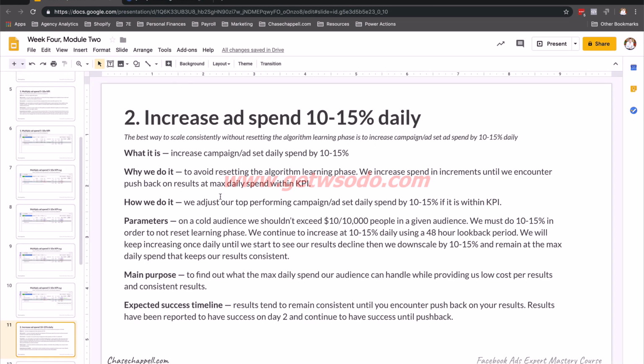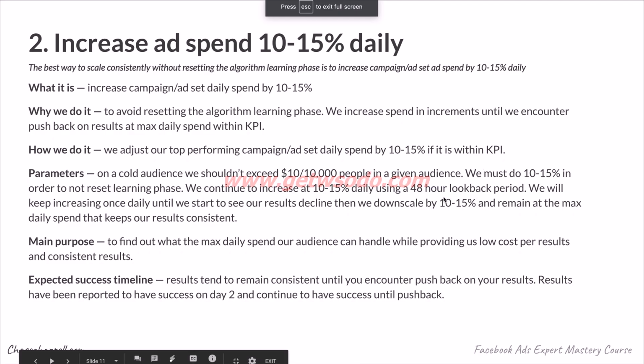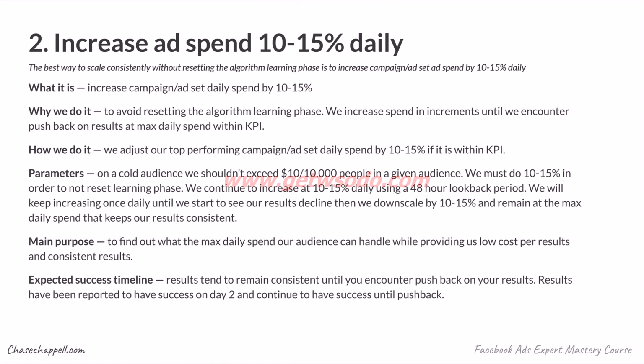And so the next method is to increase ad spend at 10 to 15% daily. This method is really effective at consistently scaling without resetting the learning phase, and has consistently performed over very long periods of time. The best way to scale consistently without resetting that algorithm learning phase is to increase campaign/ad set ad spend by 10 to 15% daily. So every single day, you would increase by 10 to 15%.